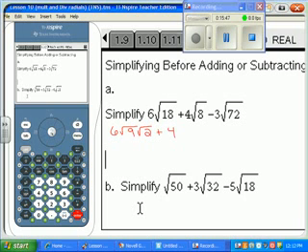9 and 2. How are you going to break down 8? 4 and 2. And how are you going to break down 72? 36 and 2. Now what do they all have in common? Square root of 2. So are we going to be able to find like radicals? Sure. I'll wait for you.